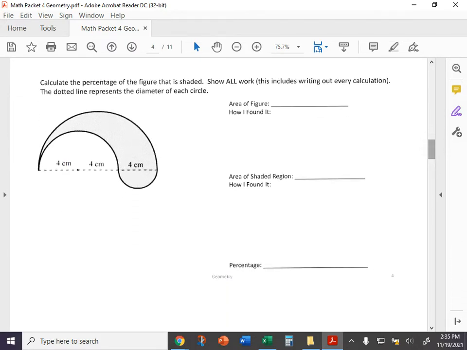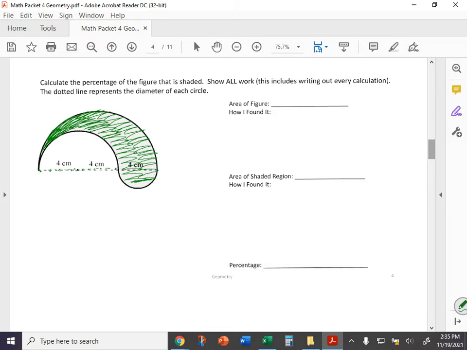This one, calculate the percentage of the figure that is shaded. And this did not copy off very well, I'm realizing now. The shaded section is this. Of course, I'm using the thinnest possible marker here. The shaded section is this area here. Okay, the entire figure includes everything that's contained within the solid line and this semicircle that is contained within the solid line and the dotted line.